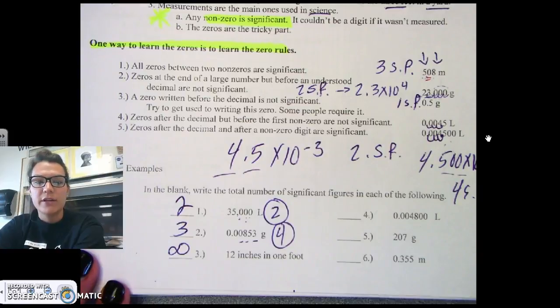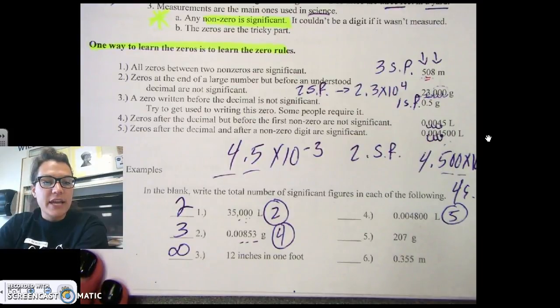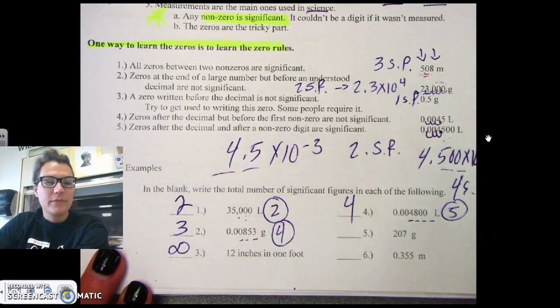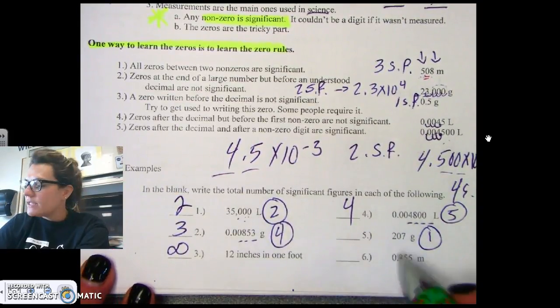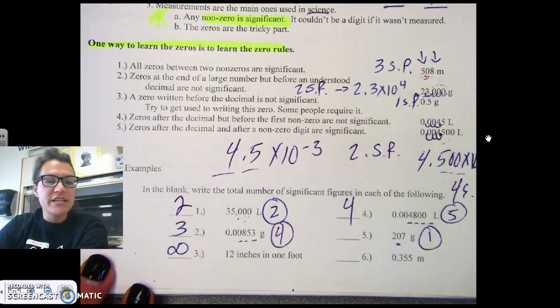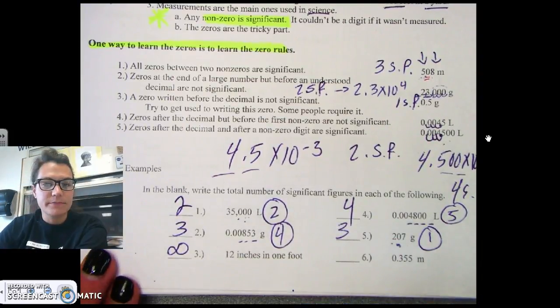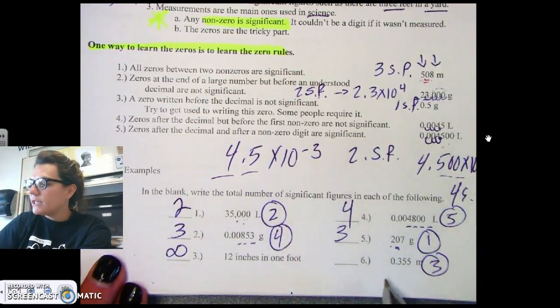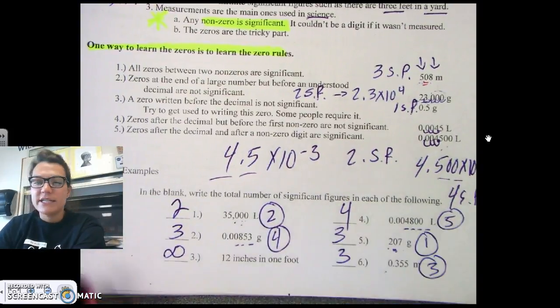Okay? What is rule number 4? Number 4 is rule number 5. Zeros after a known significant digit after a decimal are significant. So this would be 1, 2, 3, 4 sig figs. What rule is number 5? It's rule number 1. This 0 is squeezed between 2 sig figs. So this would be 1, 2, 3 significant figures. And then the last one, what rule is it? It's rule number 3. A 0 before a decimal means nothing. It's just a placeholder. So this would be 3 significant figures.